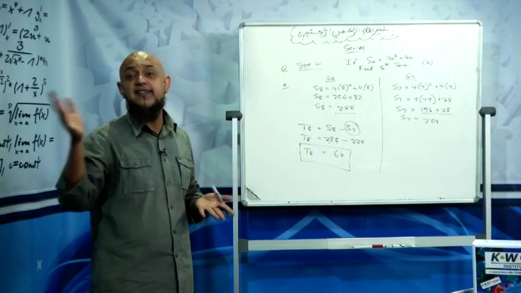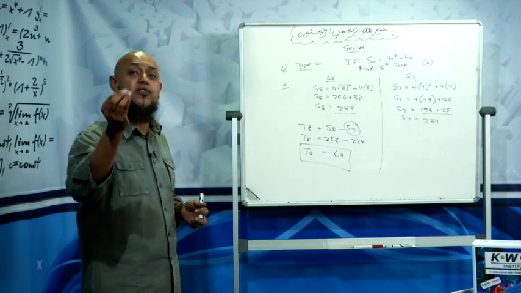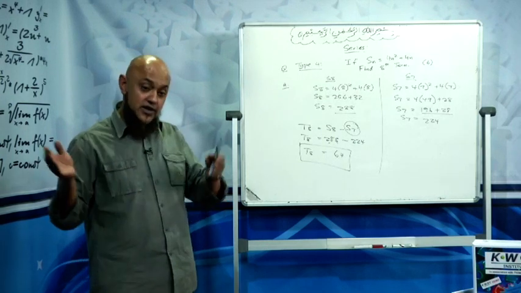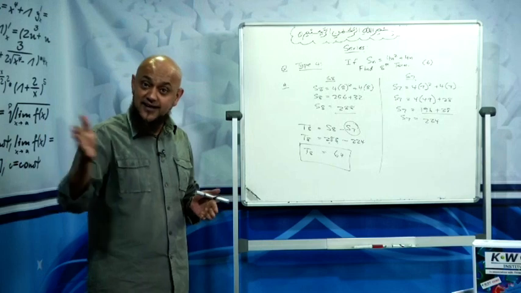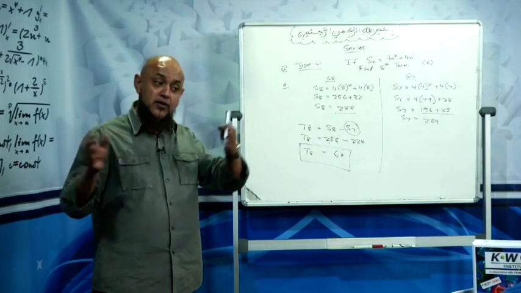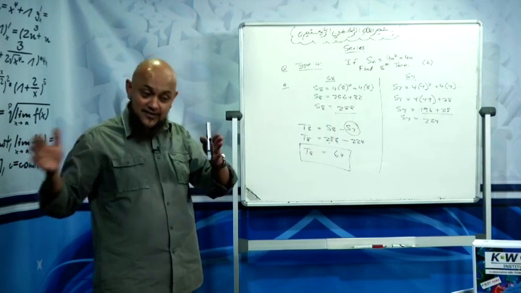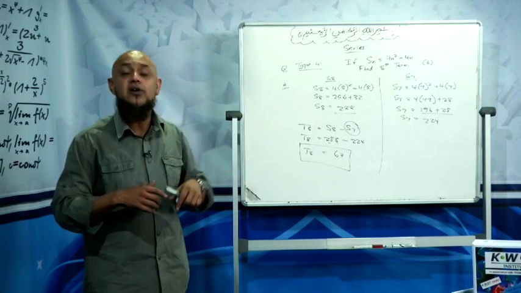If they gave you the Sn formula and they wanted you to find the 10th term, how would you do it? You take S10 minus S9. You take the sum of the full series minus the sum of one less, and that will give you its exact value.